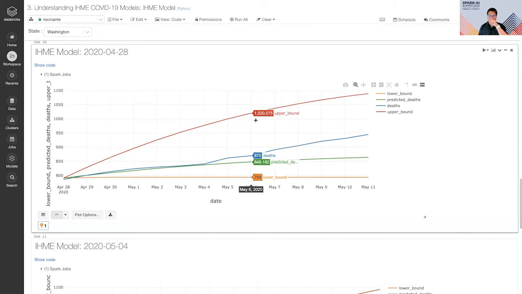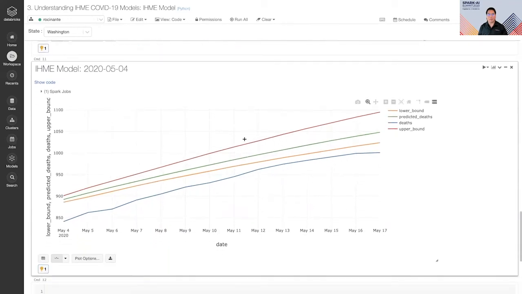So the number of deaths is 870, but the predicted deaths is around 849 or 848. The lower bound is 794, while the upper bound is 1,020. So there's a lot more variance going on. If I do the same thing for the 5/4 model, now remember, the model's created on 5/4, so again for 5/6, the variance is a lot smaller, as you can tell, which is great. Upper bound 935, predicted deaths 920, lower bound 911, so the variance is a lot smaller.